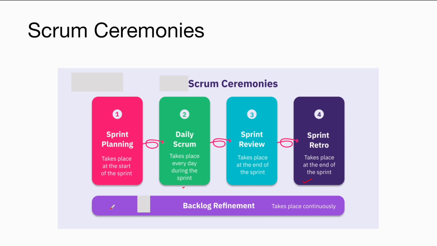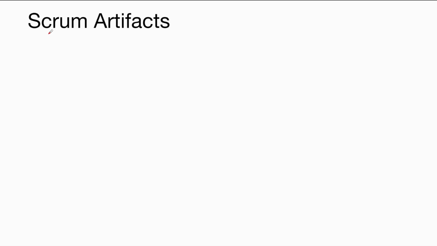And throughout these Scrum ceremonies, the backlog refinement takes place. The backlog is nothing but a list of features to be developed. Now let us discuss Scrum artifacts. There are three different artifacts in Scrum.